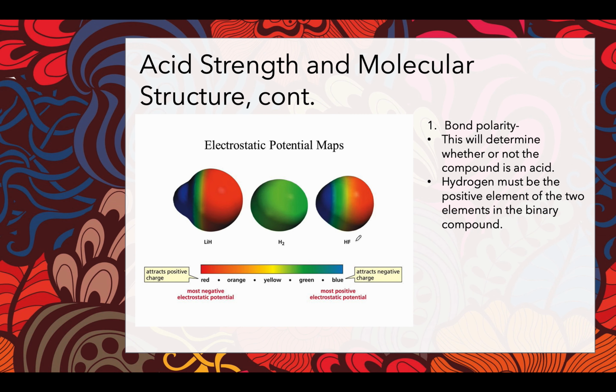Hydrofluoric acid, on the other hand, we see that the hydrogen is acting as the positive end, and that proton from the hydrogen is most certainly attracted to that extremely electronegative fluorine. And so this is what's going to determine, when you see a binary compound with hydrogen plus an element, whether or not it can be an acid. Is the hydrogen the positive element of the two elements in the compound?